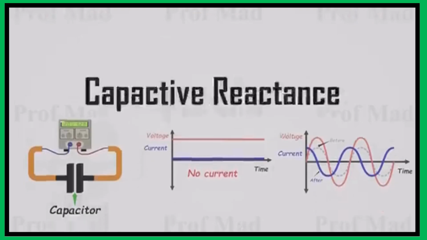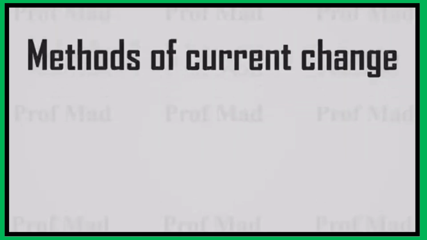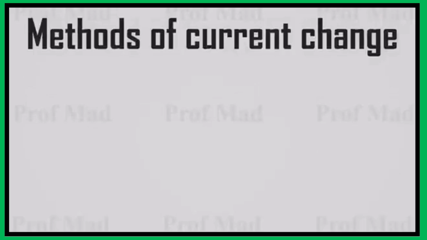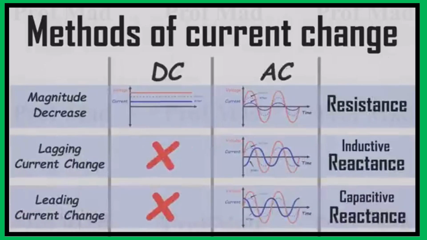This phenomenon is referred to as capacitive reactance. As we mentioned at the beginning of this video, capacitive reactance is not observed when the voltage remains stable. Since current does not change in DC circuits, capacitive reactance is not evident in DC circuits. Now that we understand how different types of components affect the current in a circuit, the three primary factors influencing current are resistance, inductive reactance, and capacitive reactance.